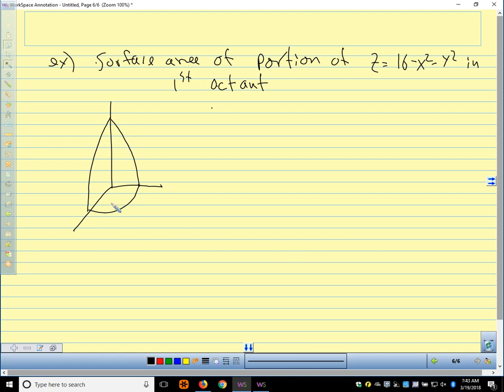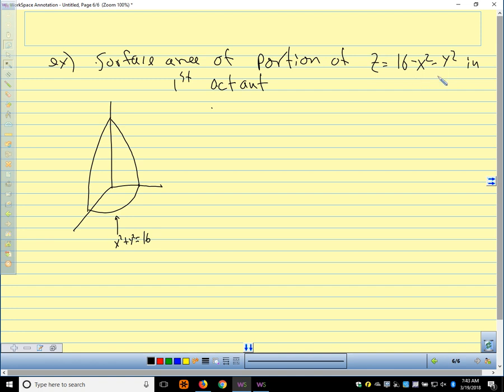And we're in the first octant. What is this thing? That's a circle. What is the equation of the circle? X squared plus y squared equals 16. So our region in the xy plane is the circle x squared plus y squared equals 16. How are we going to want to set this one up? Polar. Our region is a quarter of a circle.